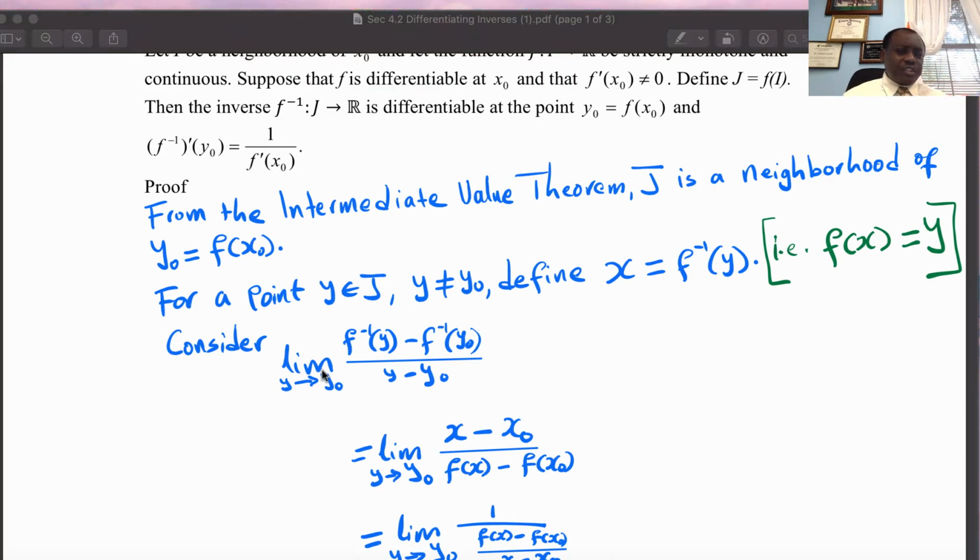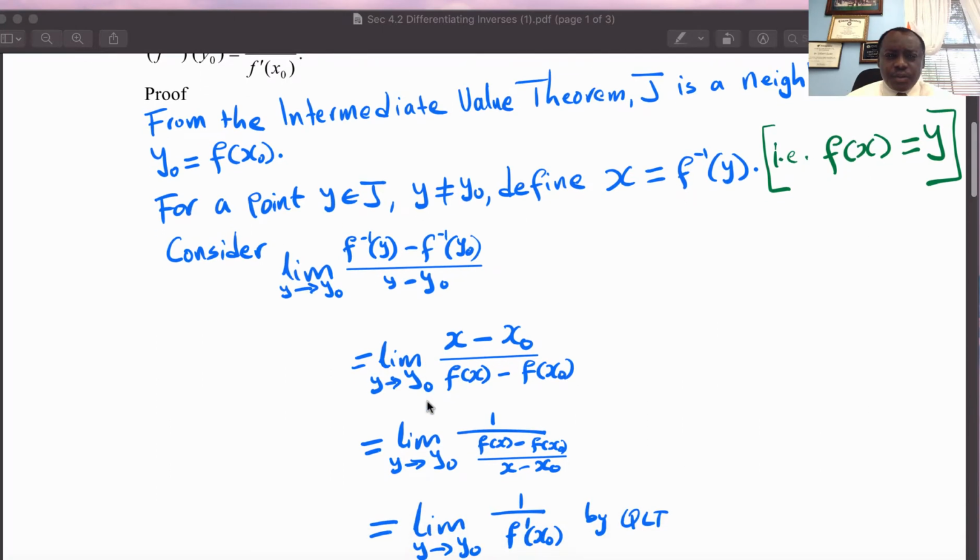Recall the definition of the first derivative of f at the point x0. Limit as x approaches x0, f of x minus f of x0 divided by x minus x0. So, since I'm interested in the differentiability of f inverse, I'm going to apply the same thing. So, consider limit as y approaches y0, f inverse of y minus f inverse of y0 divided by y minus y0. This is just going to be the first derivative of f inverse at the point y0, according to the definition of first derivative.